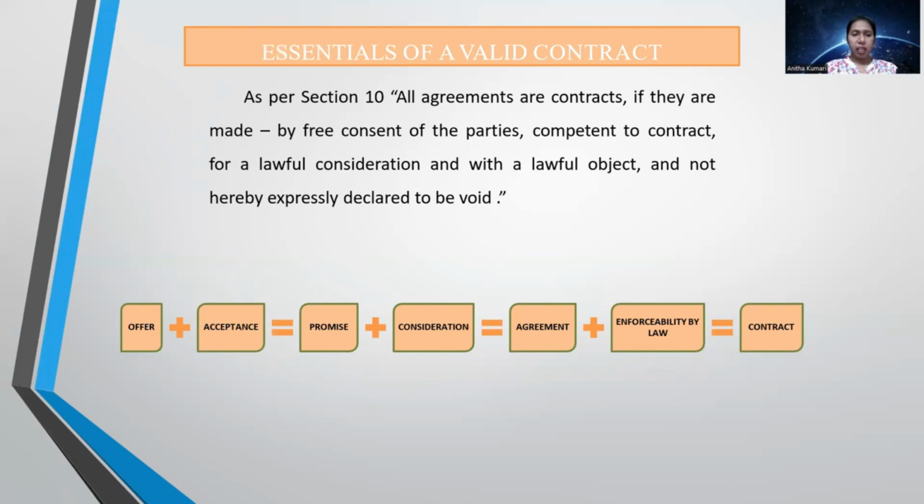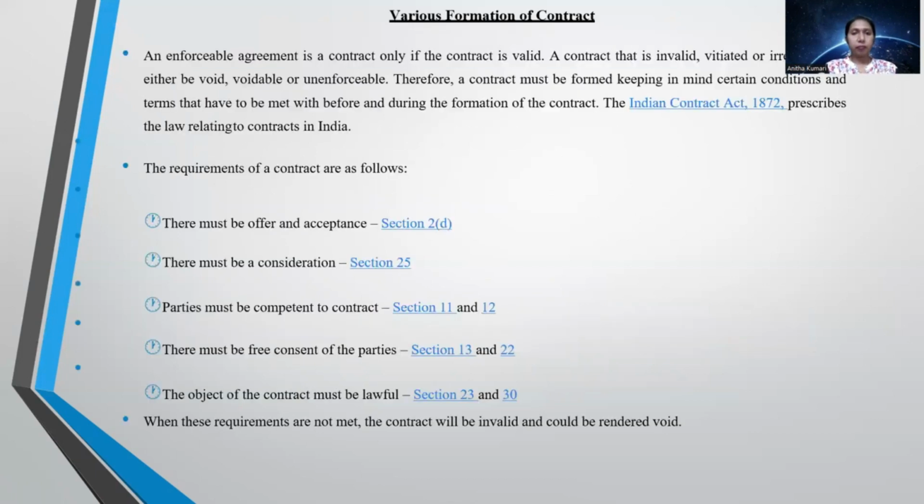For example, I want to sell my car. Here, I am offering and the other party is accepting. This offer plus acceptance equals promise. Promise plus consideration. What is the consideration? Here, I am giving my car and he is paying money, so that consideration is the money. These two, promise plus consideration, equal an agreement. The agreement which is acceptable by law is called a contract.